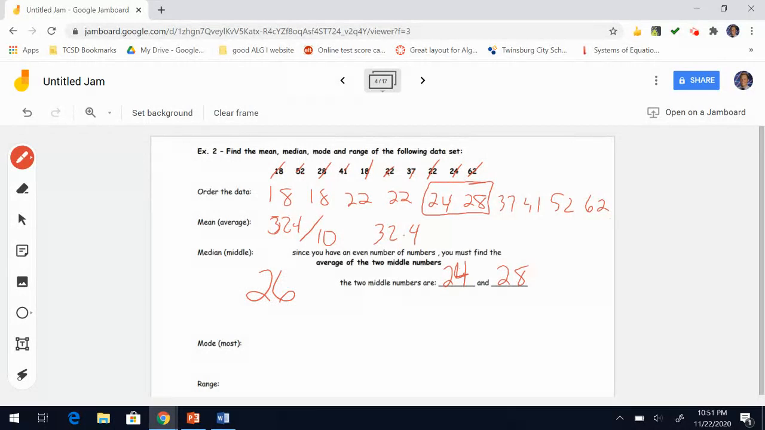What's the most occurring number? I actually have two of them, 18 as well as 22. So you can have more modes than just one. If we go back to those notes, you can read that. And then my range: 62 is my high. My low is 18, so 62 take away 18 gets me a range of 44.